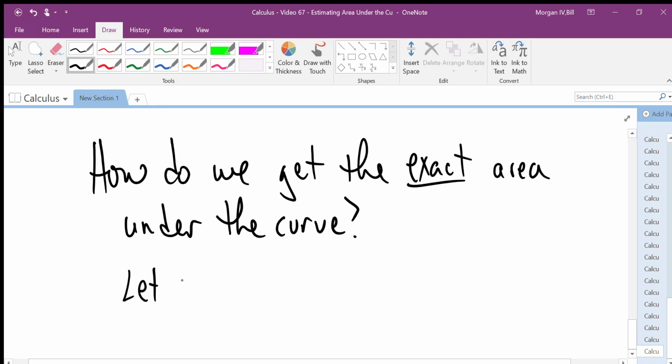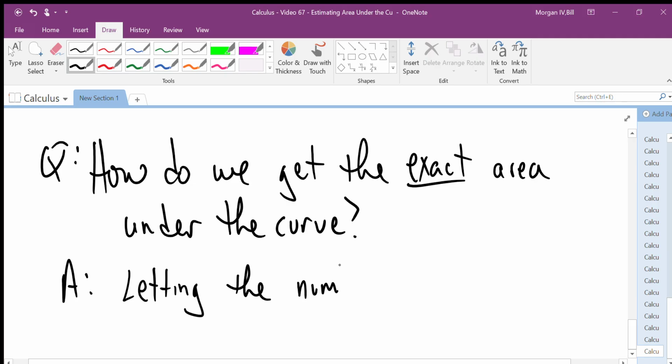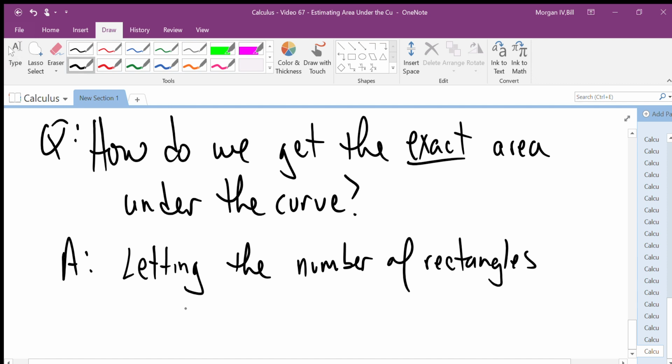By letting the number of rectangles go to infinity. We're going to let the number of rectangles go to infinity. That's how we're going to get an exact area under the curve. We're going to have a limit to infinity of the number of rectangles.